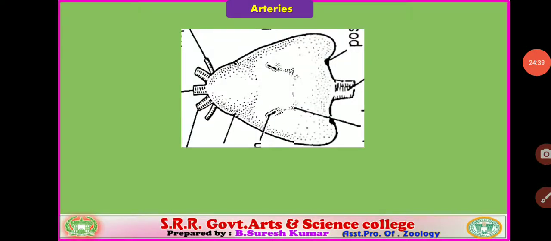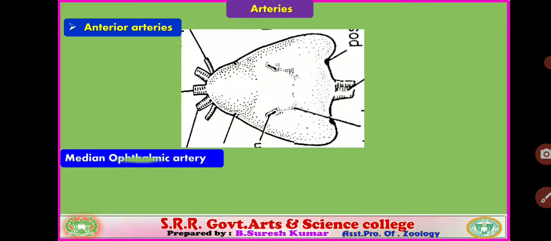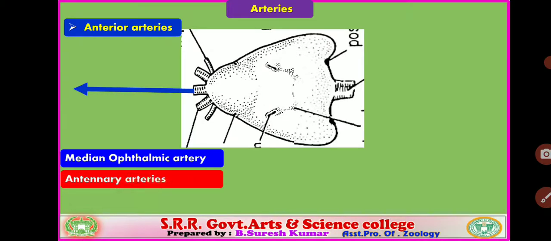Yes, let us see all the major arteries in the diagram. So you observe carefully this diagram. This is the heart, dorsal view. Let us see the anterior arteries. Five anterior arteries are there. So median ophthalmic artery. You verify, this is median ophthalmic artery. And then antennary artery. These are antennary arteries.